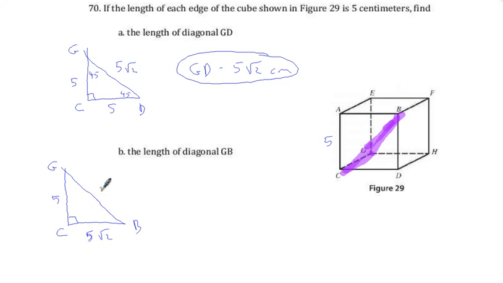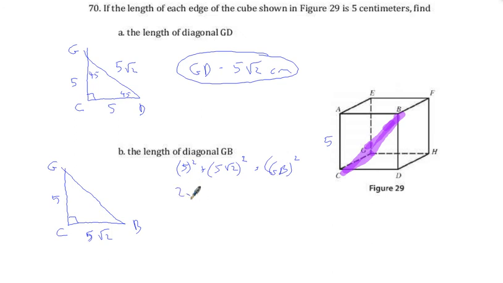And now I need to find GB. Well, in this case, it's not necessarily a 45, 45, 90 right triangle because we're not looking at a square face. And both legs are not equivalent. So that's another indicator that this is not that special right triangle, which means we have to go back to the Pythagorean theorem. And so 5 squared plus 5 square roots of 2 squared equals the length of GB squared.